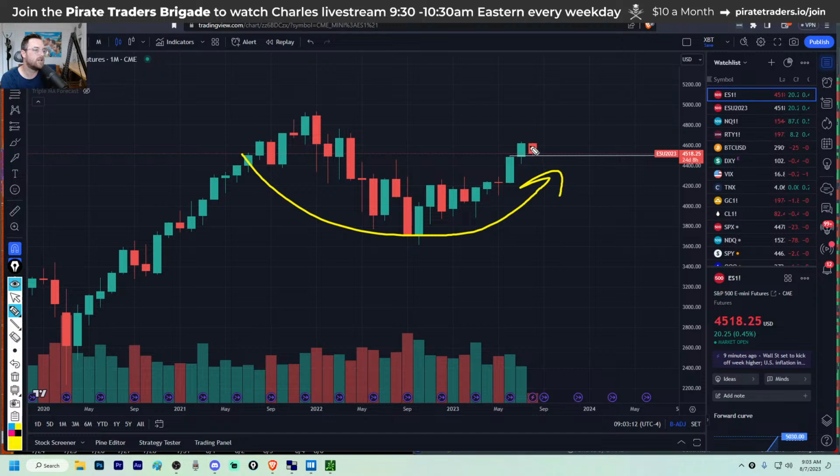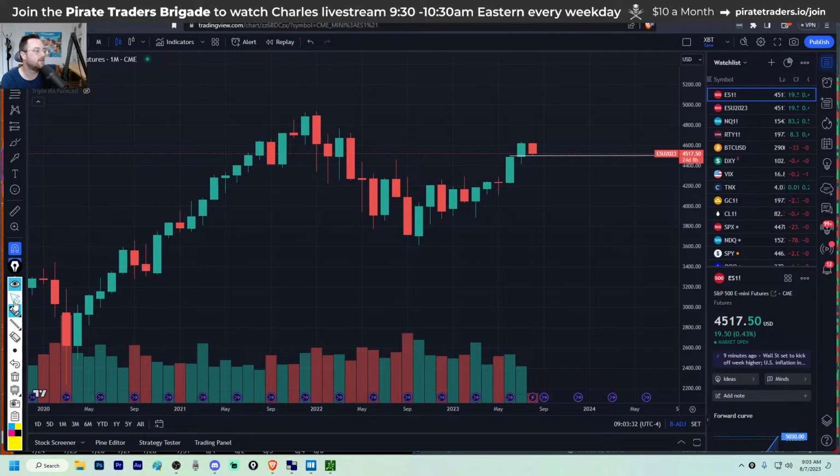So my assumption is any pullback in here is merely looking for support to turn around and head back up, right? I'm seeing some highs of previous monthly candles over here. And it looks like right when we got up to those levels, we ran out of steam and pulled back. So again, nothing major there, but just an important thing to note.